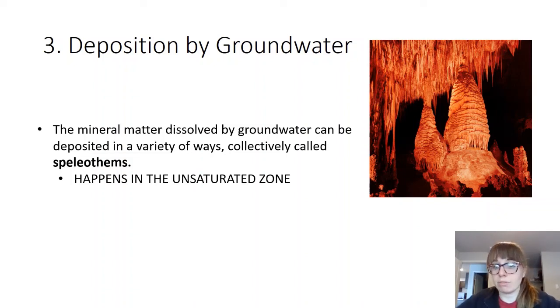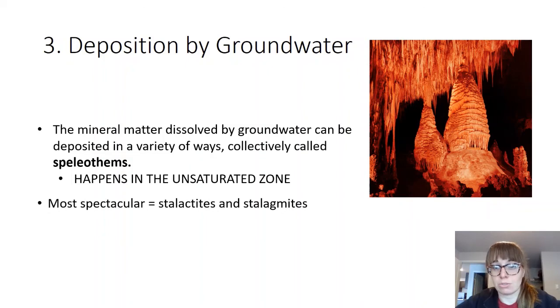So we have dissolved a bunch of stuff into our groundwater in the saturated zone, and that mineral matter that has been dissolved can be deposited in lots of ways in caves, and we collectively call those speleothems. So think of stalagmites and stalactites and all of those cave deposits. Those are collectively known as speleothems. So remember, deposition of groundwater is happening in the unsaturated zone. So think of your stalactites and stalagmites.